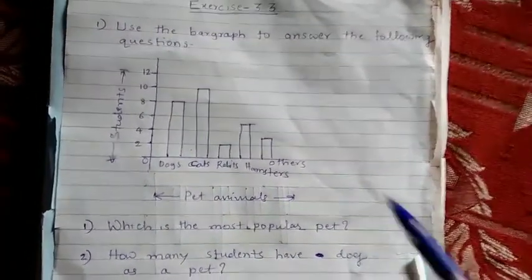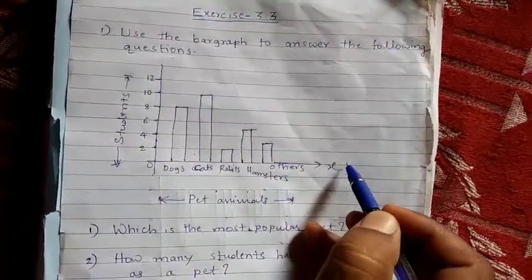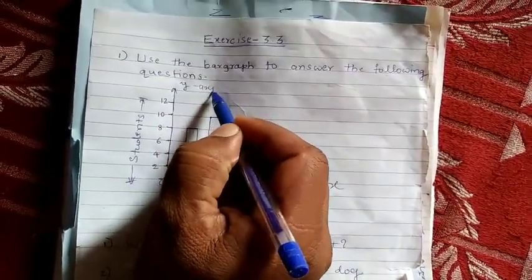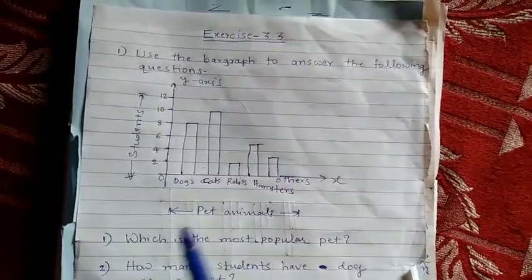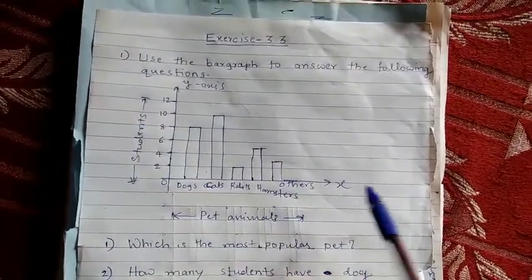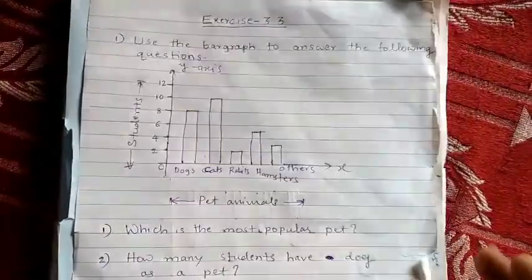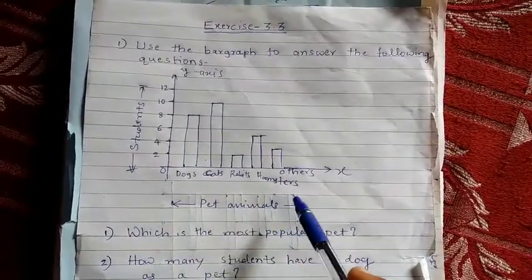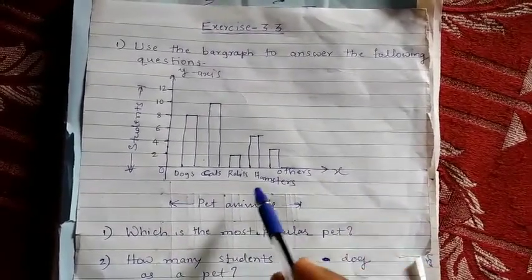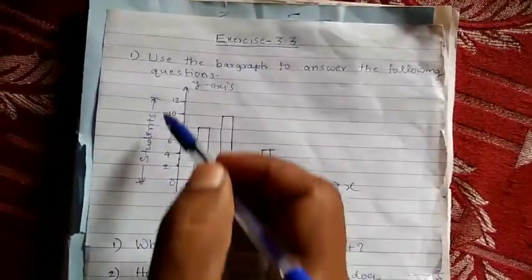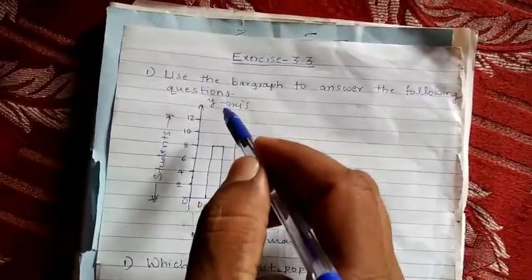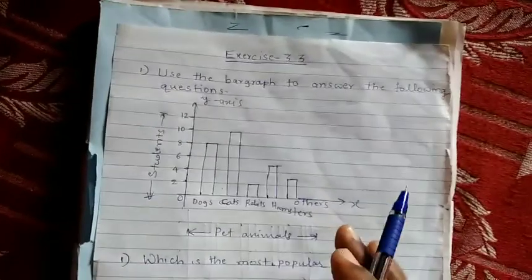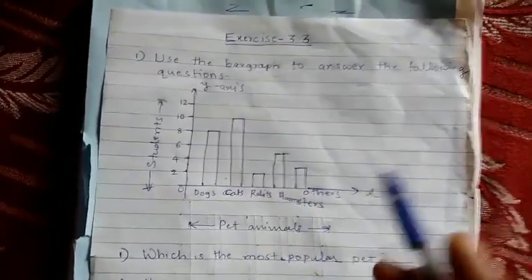Here this line we call the x axis, and this one we call the y axis, students. This vertical line is the y axis, and this horizontal line is the x axis. On the x axis they represent the pet animals, and on the y axis these numbers represent the number of students. See here what the questions are.